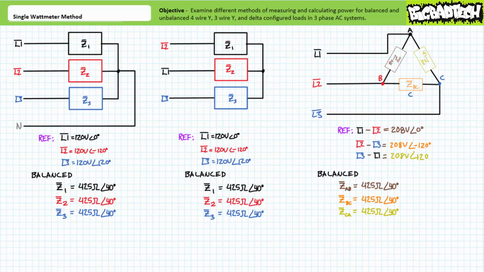I'm your instructor, Jim Pytel, and today's topic of discussion is power measurement in balanced three-phase AC systems. Our objective is to examine different methods of power measurement for balanced three-phase AC systems. We'll examine the 3 wattmeter method and the single wattmeter method and discuss the advantages and disadvantages of these techniques.